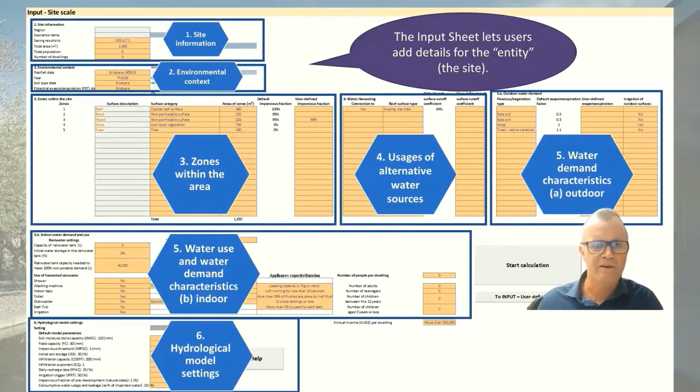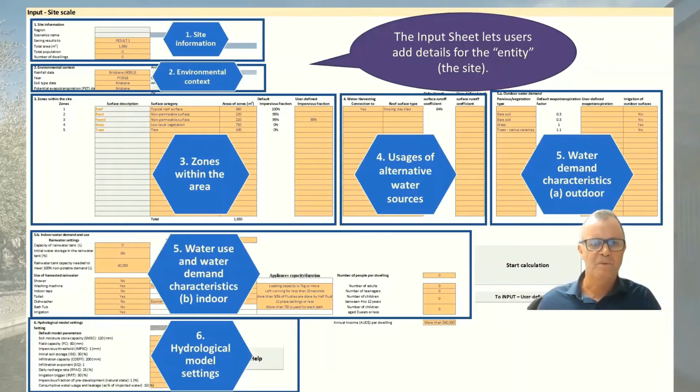So the areas must total up, but the areas of different roof, road, paved, grass and tree lets users add detailed characteristics of those areas, and whether those surfaces are connected to water harvesting or not. It lets you include usages of alternative water sources, for example, rainwater and stormwater or grey water, and also water demand characteristics of the site, such as outdoor and indoor use.